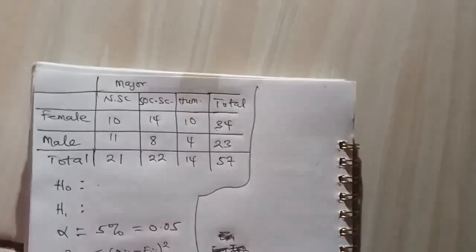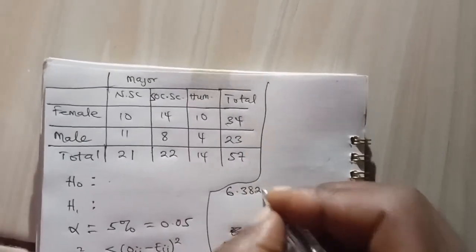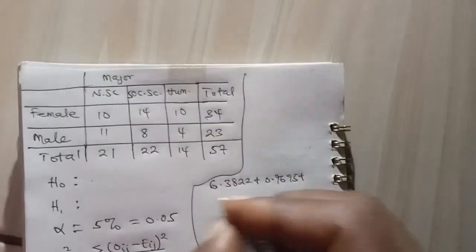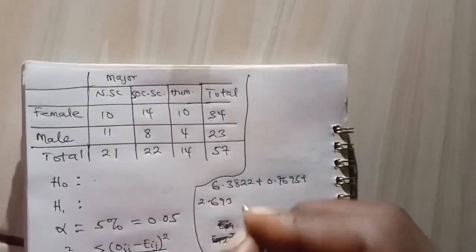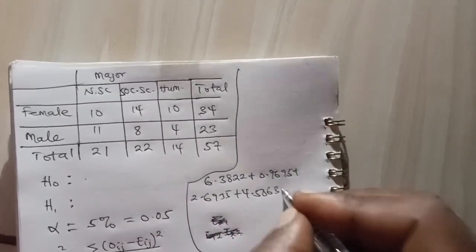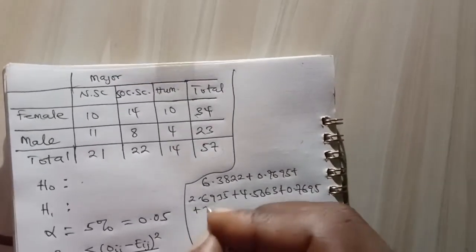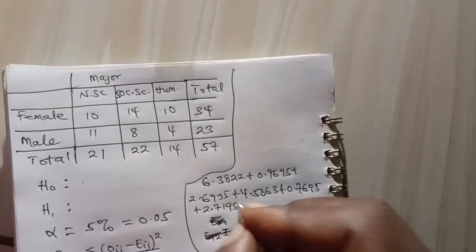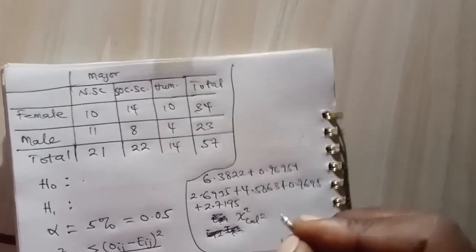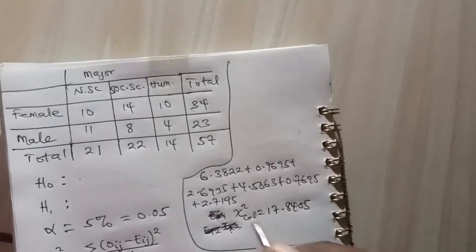If you get all their values from the calculation, you'll be getting 6.3822 plus 0.7695 plus 2.6935 plus 4.5063 plus 0.7695 plus 2.7195. Then if you add all of them, the chi-square calculated value will be 17.8405. So this is the calculated value.